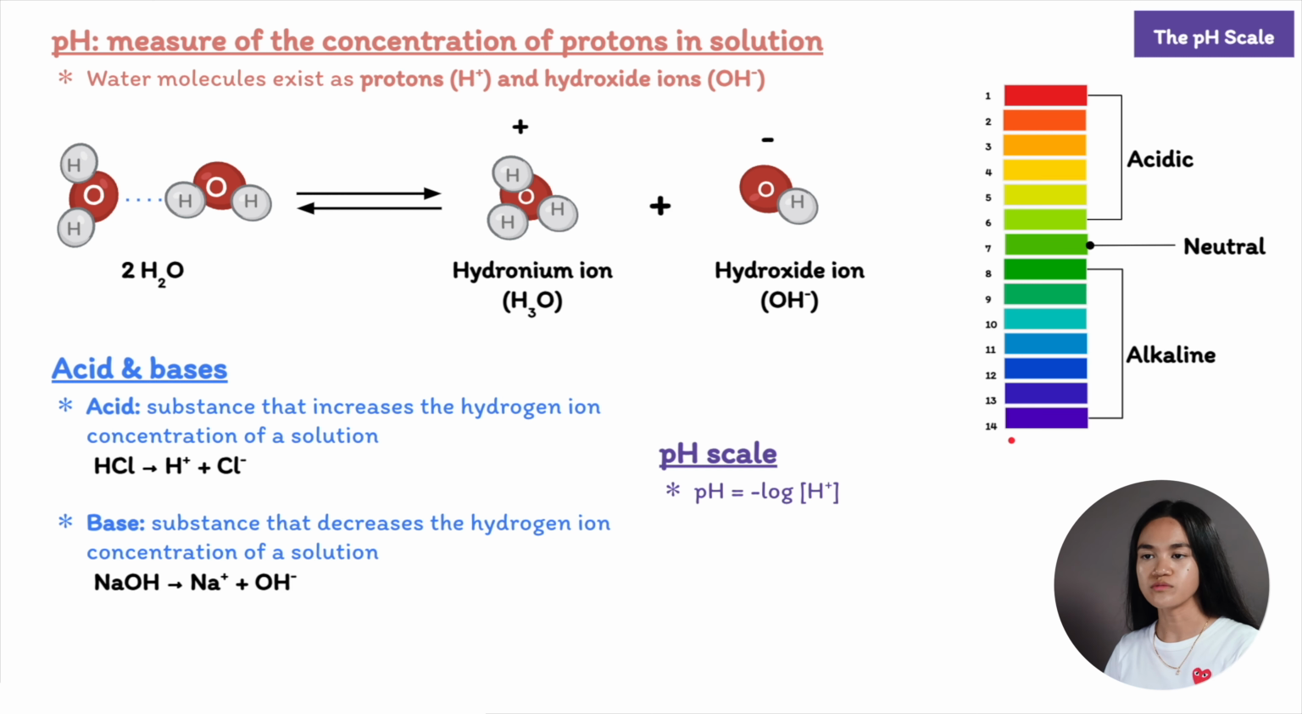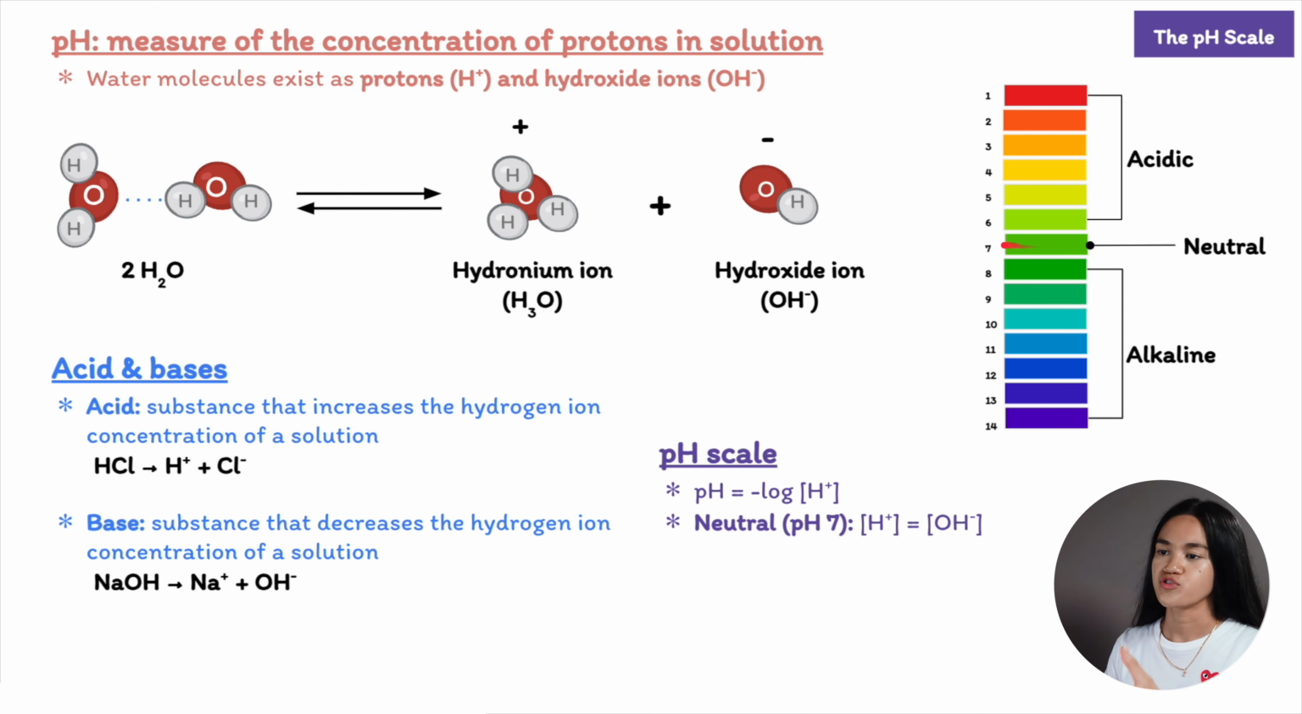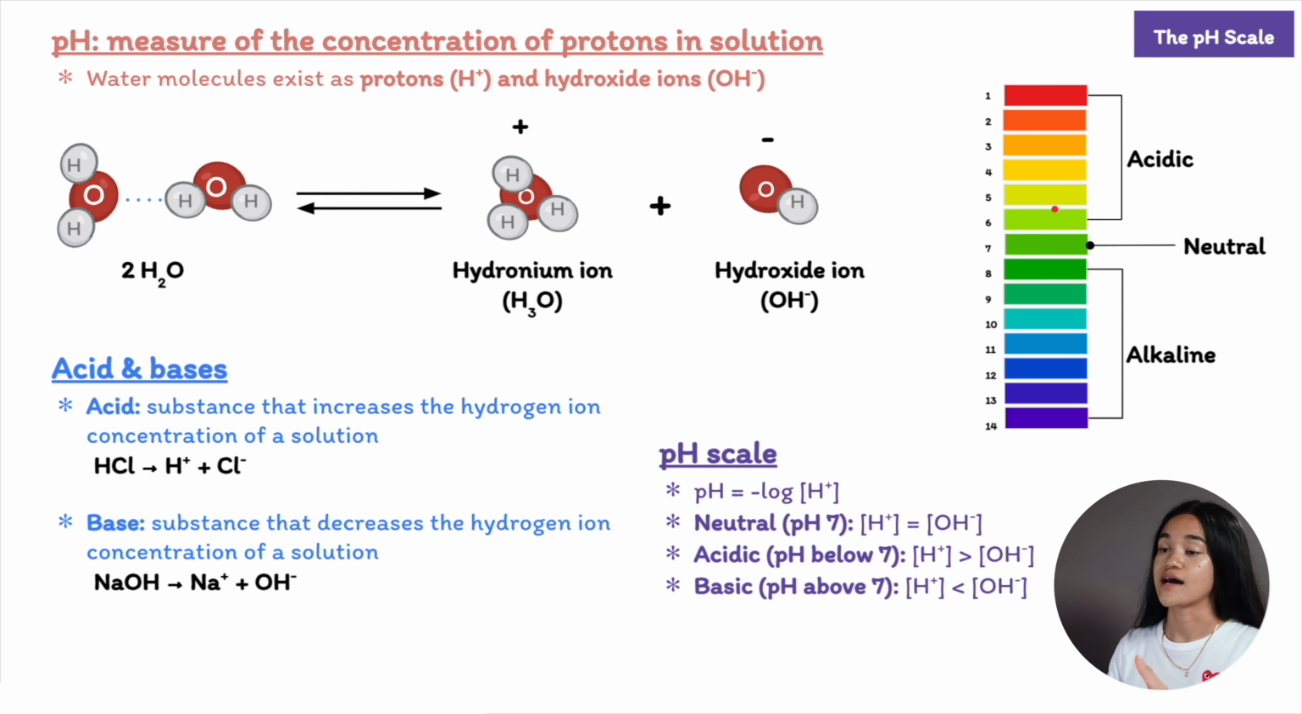A solution is neutral, pH of 7, when the concentrations of protons and hydroxide ions are equal. Pure water has a pH of 7, and the pH of most cells is approximately 7 as well. When the concentration of protons is higher than that of hydroxide ions, the pH is lower than 7, and the solution is acidic. And when the concentration of protons is lower than that of hydroxide ions, the pH is higher than 7, and the solution is basic. The pH of blood is slightly basic, approximately 7.4.